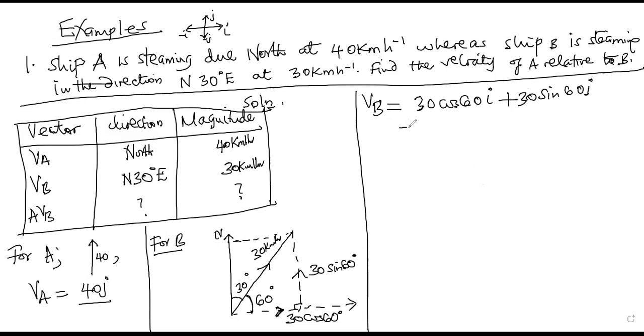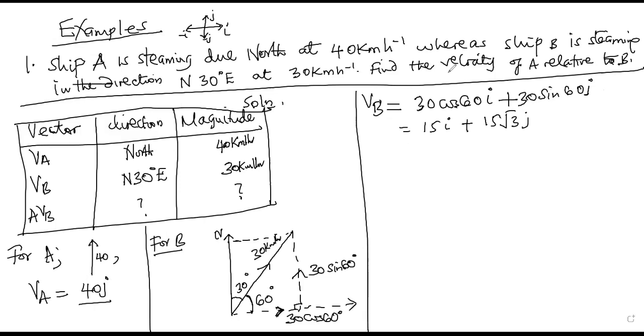All right, we know cos 60 is a half, so times 30, that is 15I. And you know sine 60 is √3/2, but the 2 will reduce the 30 and remain with 15√3 J.